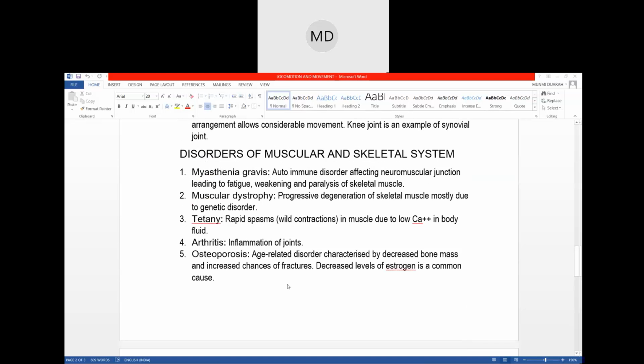So these are the 6 diseases, there are more, but these 6 diseases are related to the muscles and the bones of our body.